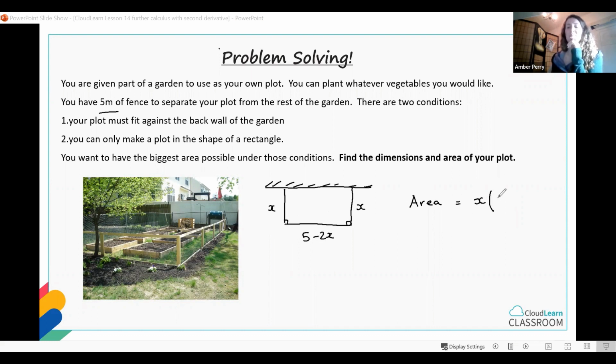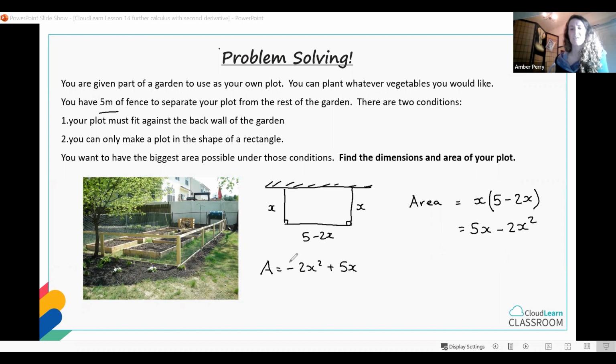When we multiply an expression by a value like that, we do remember to put brackets, don't we? So x times (5 minus 2x), and then I am going to multiply that out, and I'm going to say 5x minus 2x squared is my area. So now I have an expression for the area. I'm going to change it just to be A equals minus 2x squared plus 5x.